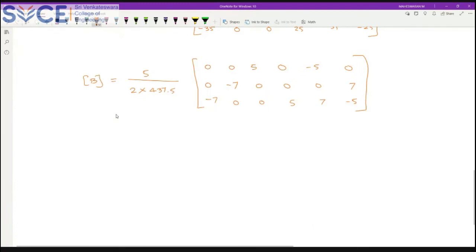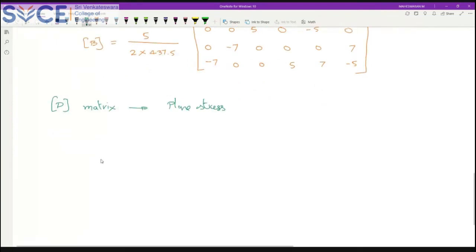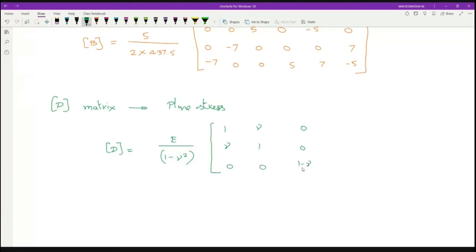The next step is, let us proceed with the D matrix. The D matrix is a material property matrix. What we consider here is a plane stress problem. For that, your formula will be D is equal to E by 1 minus mu square into the matrix 1 mu 0, mu 1 0, 0 0 (1 minus mu) by 2. So this is my formula. In this, we are going to apply the values accordingly.